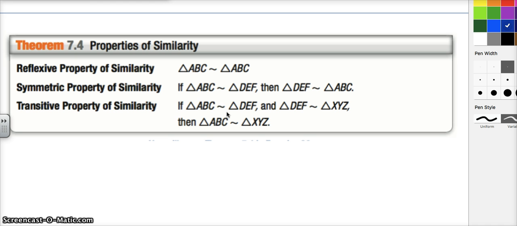And then we have the transitive property, which is what I was going to talk about. If this one is similar to this one, and this guy is similar to yet another one, then the first one is similar to the third one. I can speak, and I know you guys can read, so I'm sure that made sense.